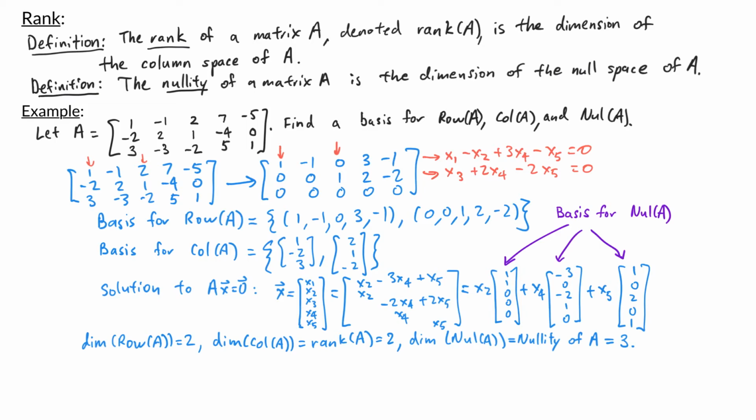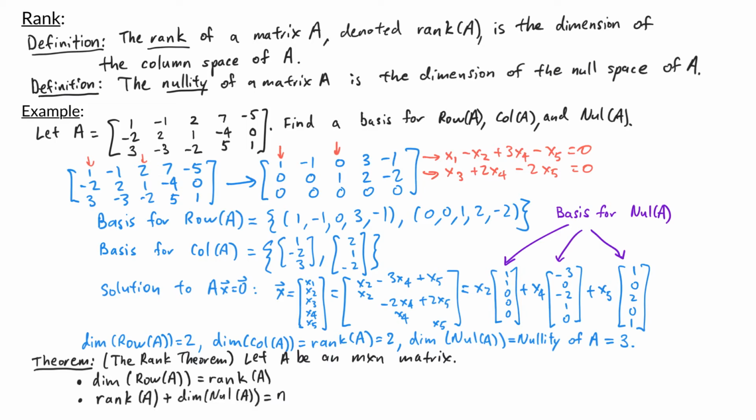So now let's look at the rank theorem, sometimes known as the rank nullity theorem. The theorem states, let A be an m by n matrix. The first part says that the dimension of the row space of A is equal to the rank of A, which is the dimension of the column space of A. The second part says that the rank of A plus the nullity of A equals n.